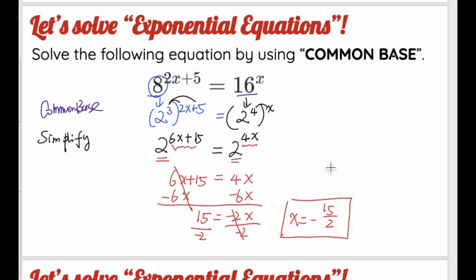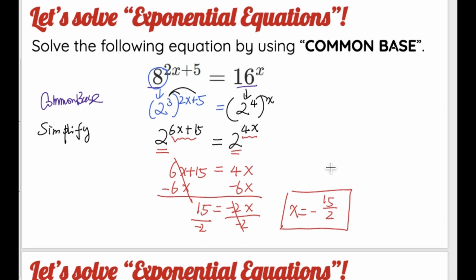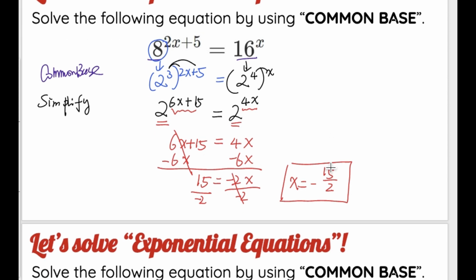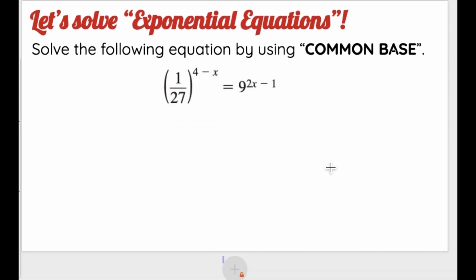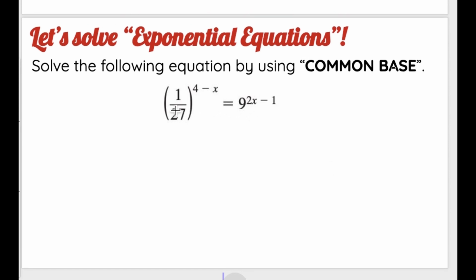Okay, let's move on to the last example to reinforce our understanding of how we use one number to change both sides. As you can see, the two sides are 1 over 27 and 9. Again, if you have some idea or you really want to give it a try, you can pause the video to practice this question on your own. And just a hint: do not forget 1 over something always leads to a negative exponent.